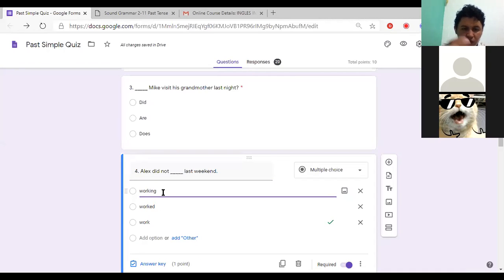In this one, we say working for the present continuous, and work for the simple present. That's right. And worked as in the past tense. But when you use a negative statement, for example, I didn't do the homework, you don't change the verb. For questions and for negative statements, remember, we never change the verb. That's all you need to know about grammar.